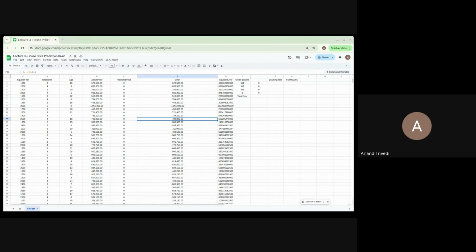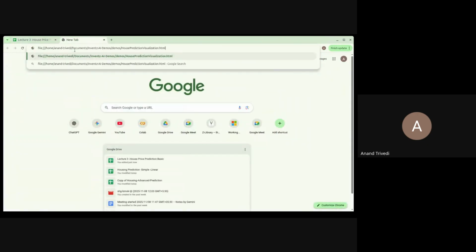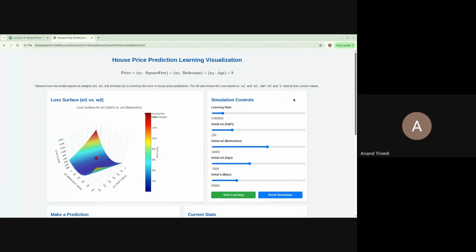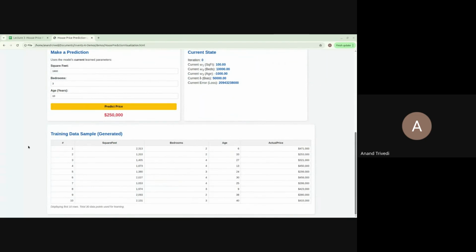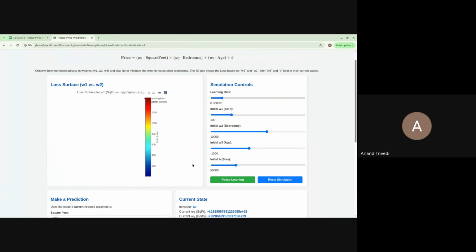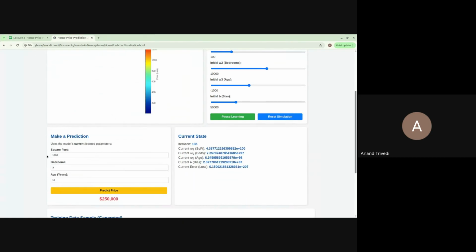Just give me a second. Okay, so right. So basically, again, the same thing. I have taken some small data set right here, and again, I will try to start learning, right? And it has also blasted.